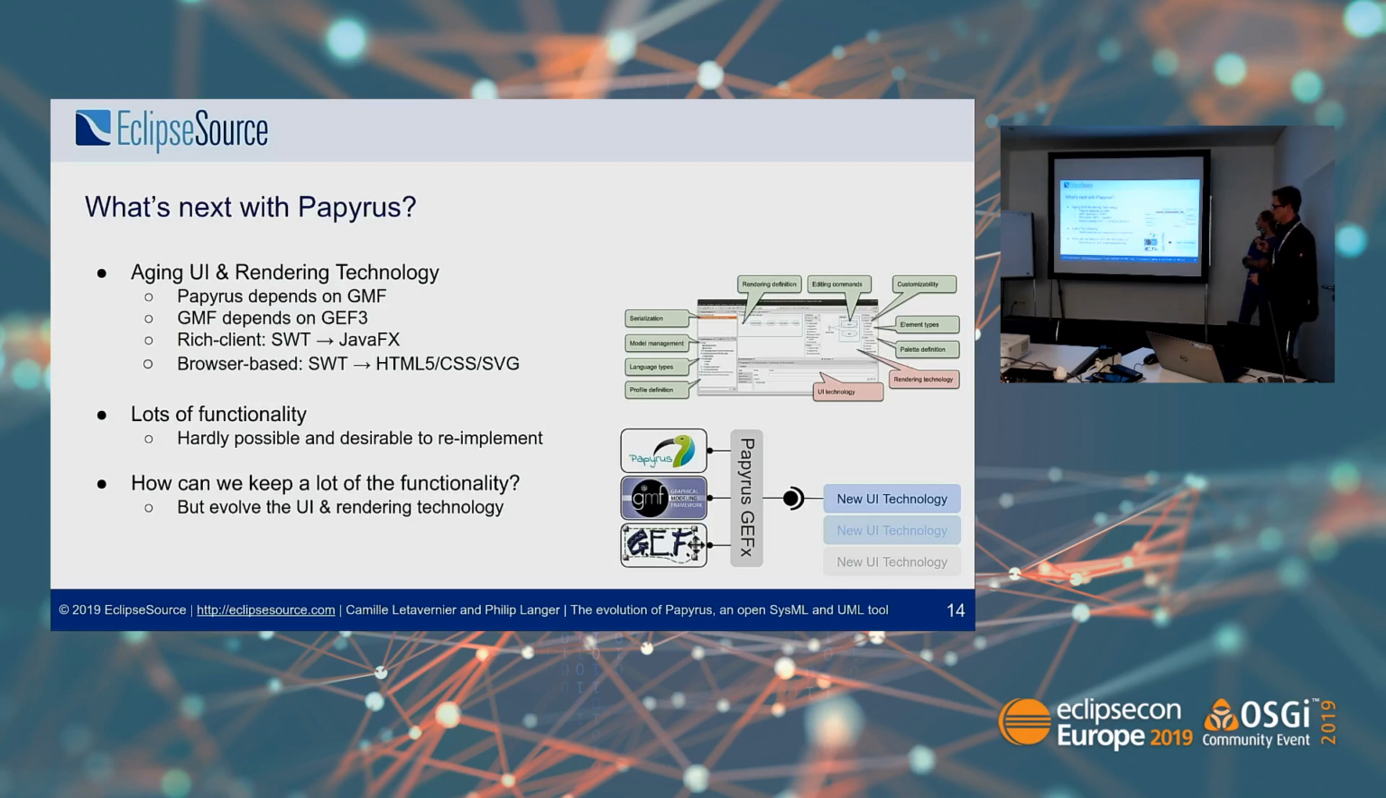But at the same time, we just don't want to throw away everything in Papyrus and re-implement it. We want to reuse or keep a lot of this functionality, but only evolve these two parts. So the challenge that we had is how can we do that? And Camille will continue to go into detail. I'm just saying that the idea is that we evolve this UI part and build a layer that can then be extended and used with new technologies like JavaFX as well as HTML5.